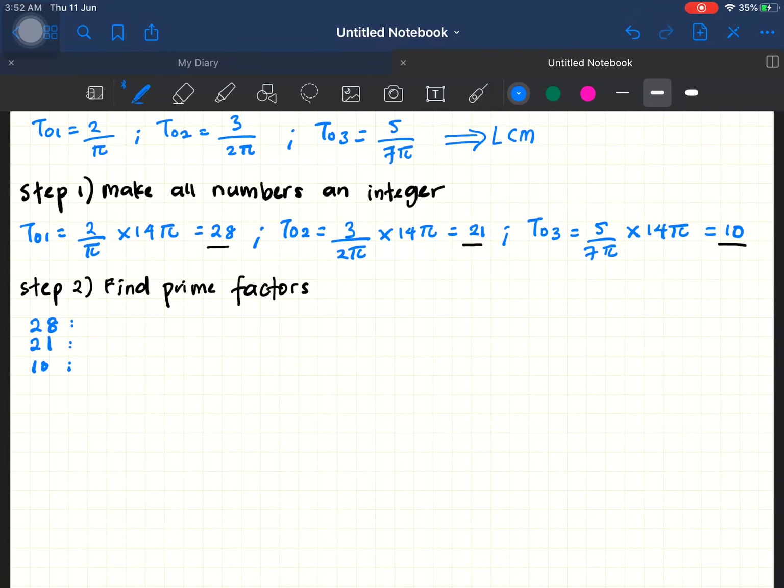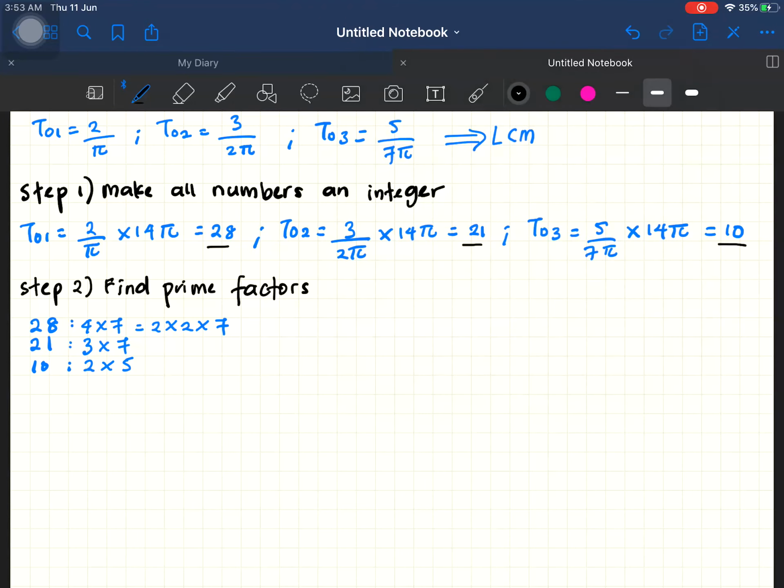Right, so 28 is 4 by 7. Okay, you can write 4 by 7, but 4 is not a prime number, so it's equal to 2 times 2 times 7. Okay, now all are prime numbers. 2 and 7, they're all prime numbers. 21 is 3 by 7. 3 and 7 are prime numbers. While 10, 2 times 5 will give you 10. 2 and 5 are prime numbers.